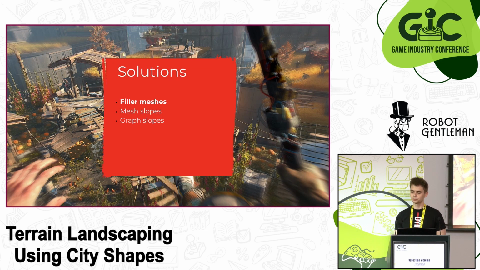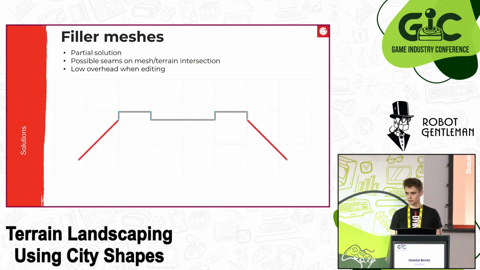So, at this point, we knew that we wanted to have the freedom of moving these roads around and not have to resculpt the terrain after each edit. And at that time, we already had one solution for this. Roads in Dying Light 1 use this system that would generate these filler meshes to the sides of the road. They would connect the road with the terrain, and with some shader magic, it will be blended pretty nicely.